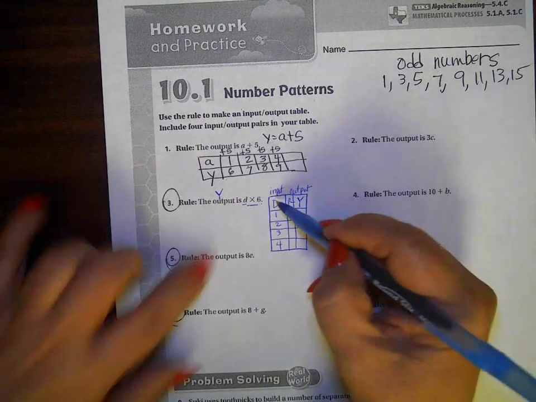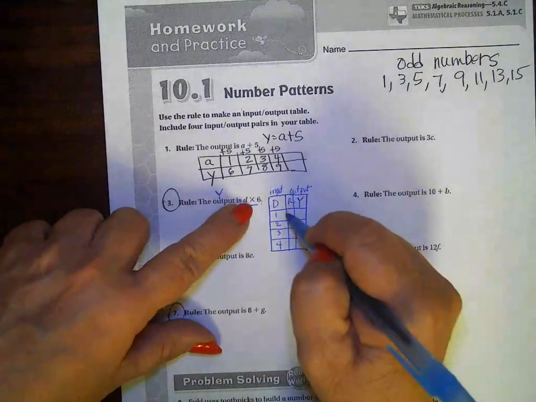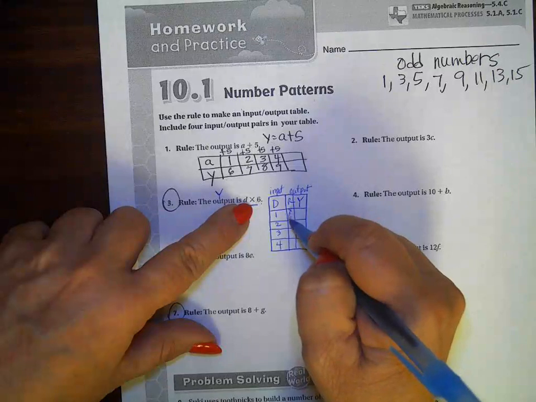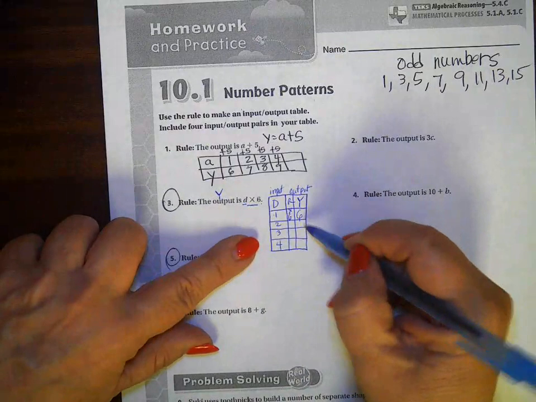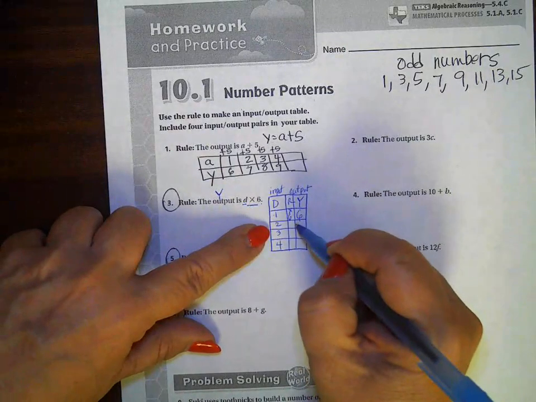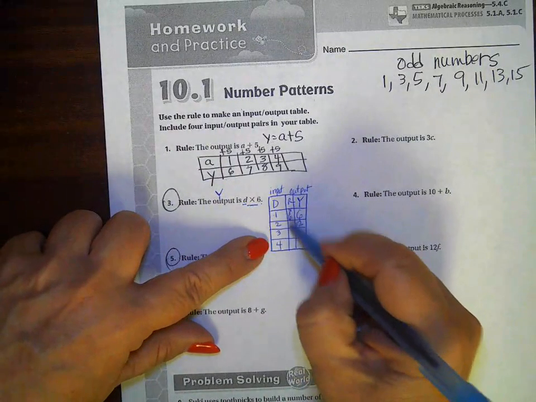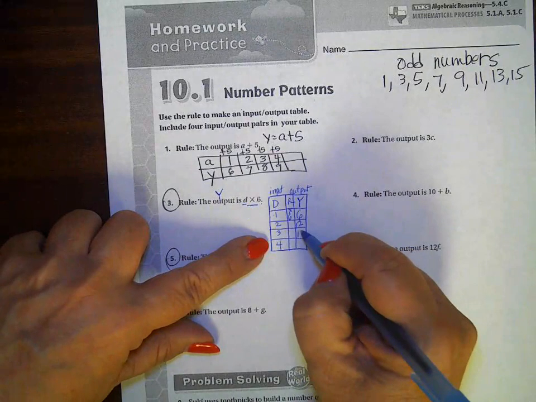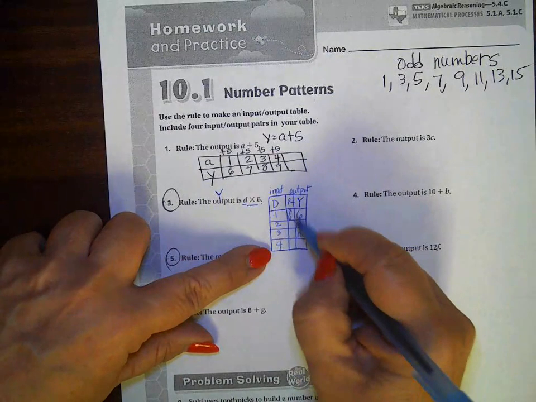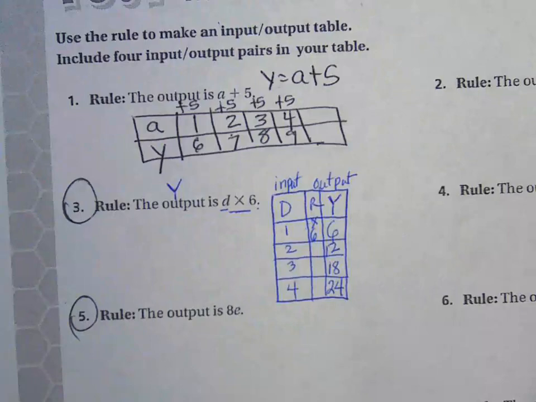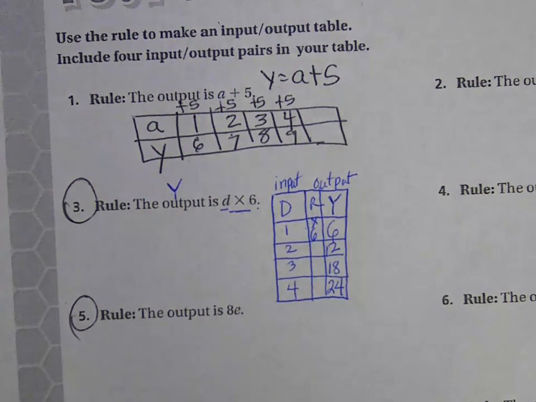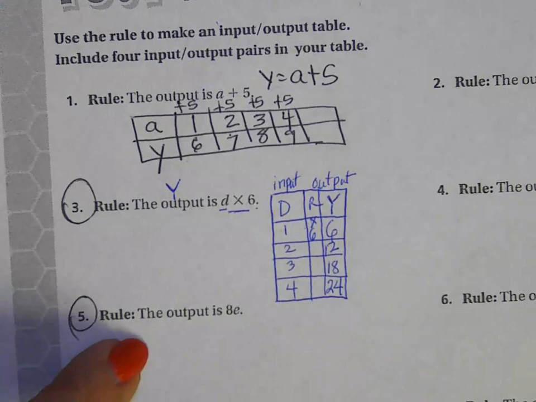So if my D is 1, my rule is to multiply that by 6. So 1 times 6 equals 6, and that's my output. 2 times 6 equals 12. 3 times 6 equals 18. And 4 times 6 equals 24. And those are the numbers. That is really hard to see. So I'm going to bring that up a little bit closer. That way you can see it. All right. So you're just creating a table. I'll make it bigger on the next one.